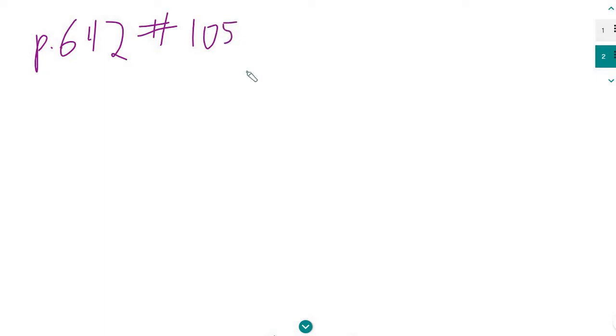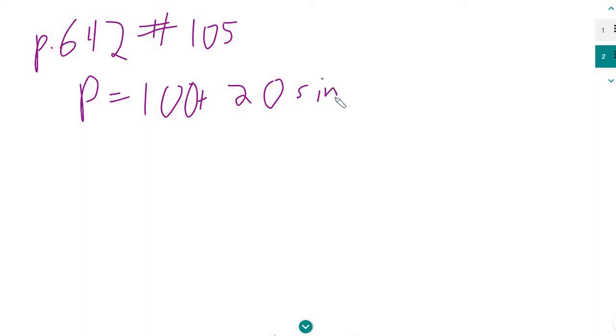Basically it says the blood pressure, P, in milligrams of mercury of an individual after t seconds can be modeled by this equation. So P is equal to 100 plus 20 times sine of 7 pi over 3 times t. Okay? And then there's three parts.